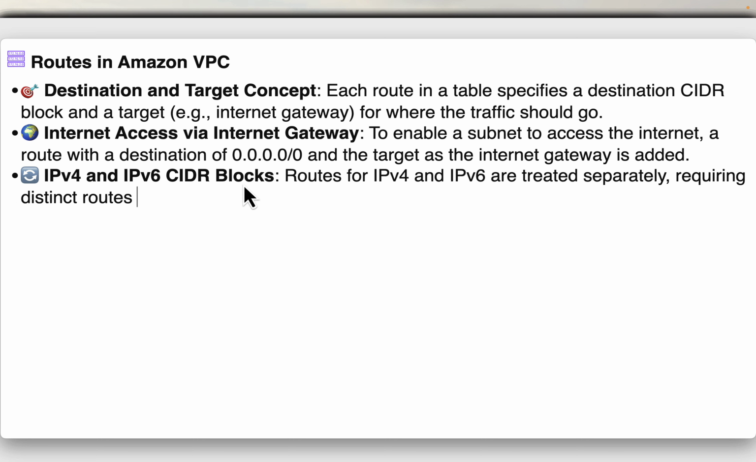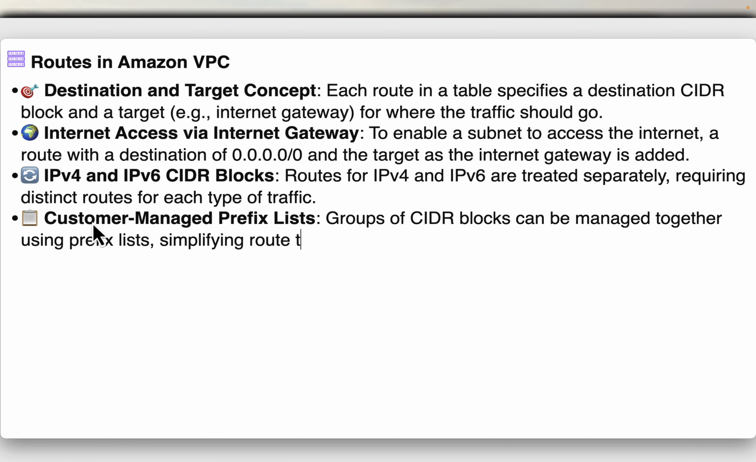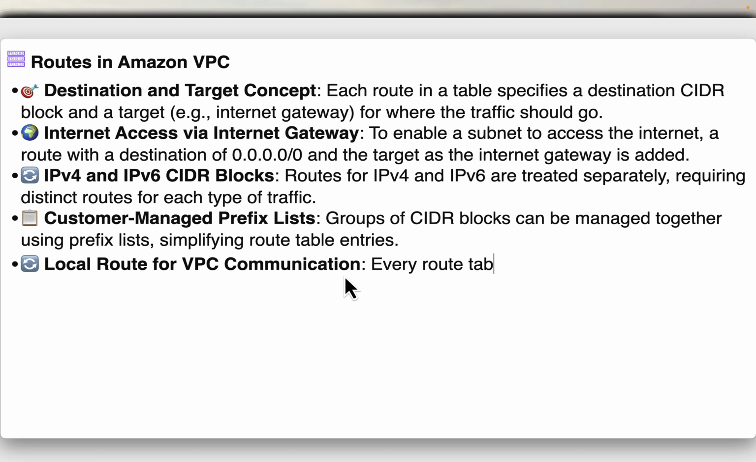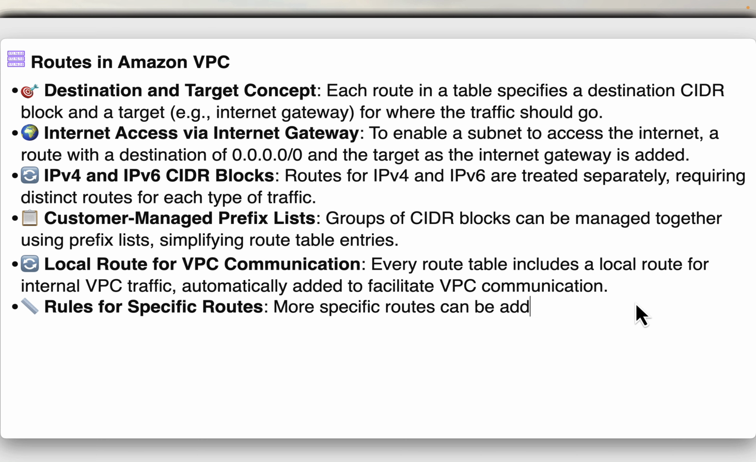IPv4 and IPv6 CIDR blocks. Routes for IPv4 and IPv6 are treated separately, requiring distinct routes for each type of traffic. Customer managed prefix list. Groups of CIDR blocks can be managed together using a prefix list, simplifying the route table entries. Local route for VPC communication. Every route table includes a local route for internal VPC traffic, automatically added to facilitate VPC communication.